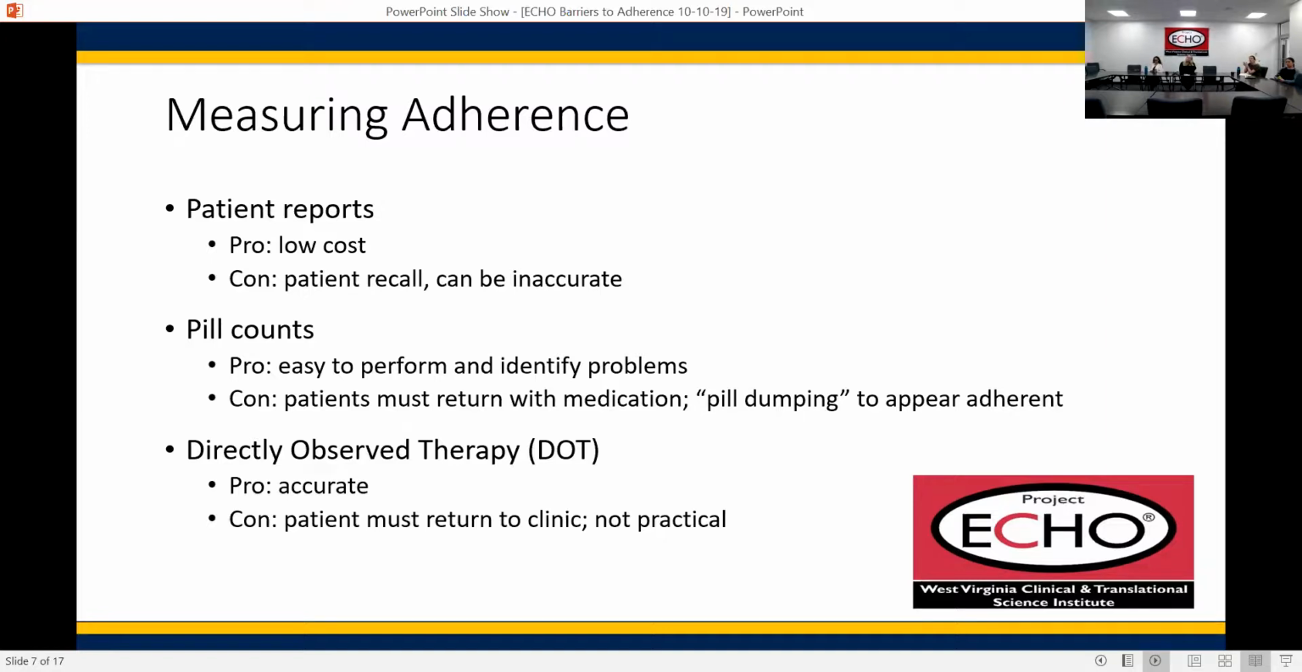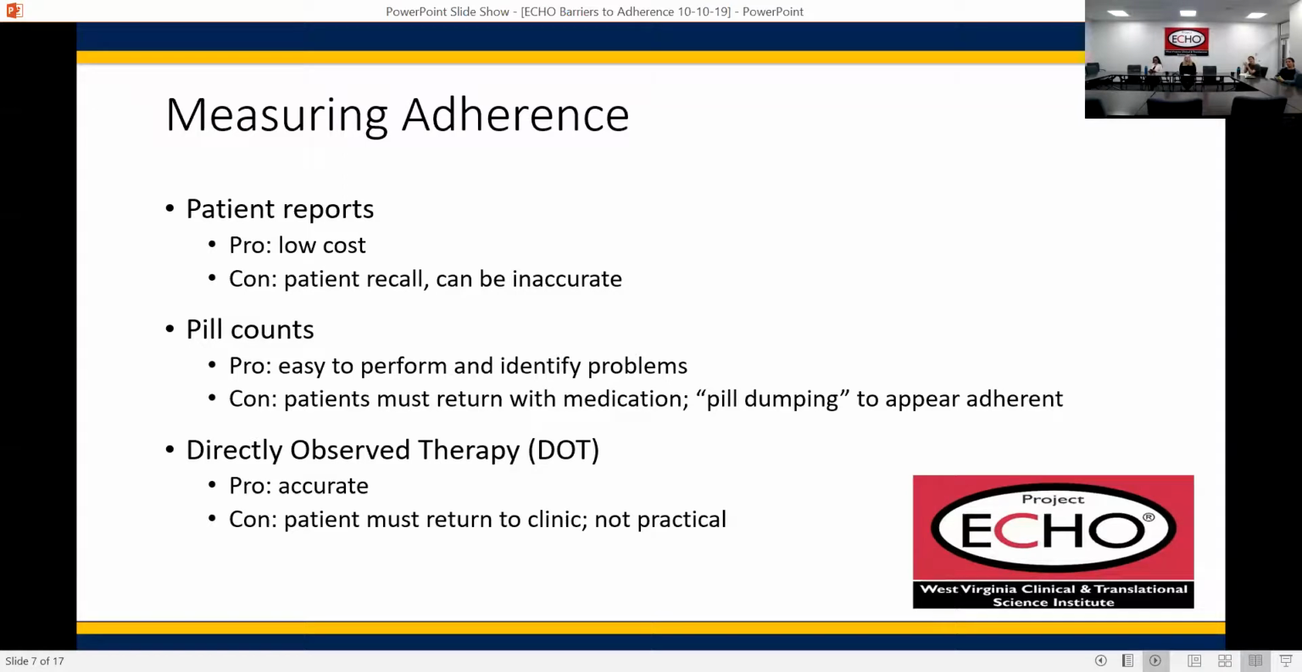I know that there are some HIV clinics that do this, where they have the patients actually bring in their heart therapy and review and do the pill counts. The con to doing this is that some patients will dump their pills to appear like they're more adherent than they actually are. So they bring fewer pills to the appointment so that you think that they're taking their medication as they're prescribed if they're missing some doses. So again, not the most accurate way to measure that.